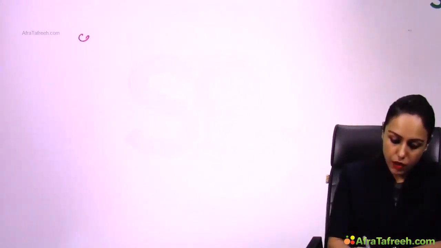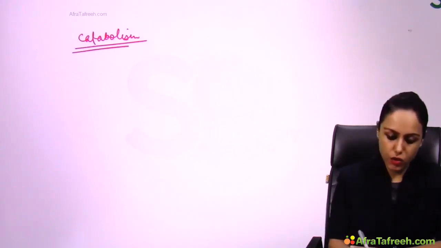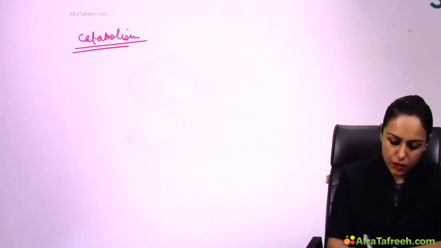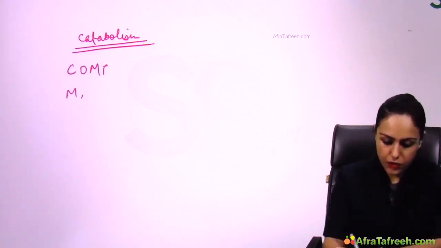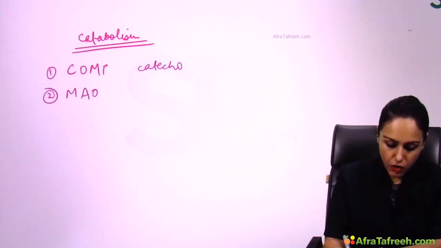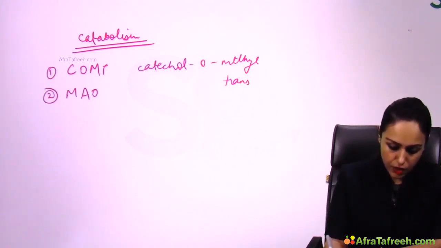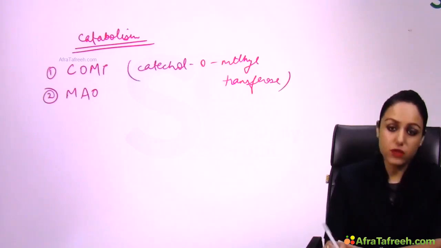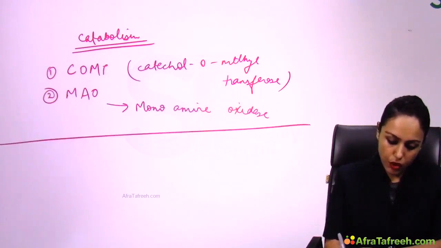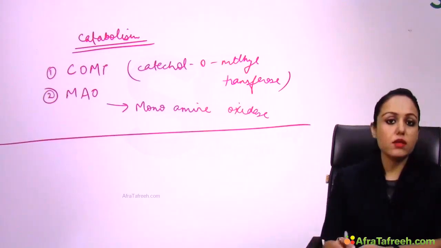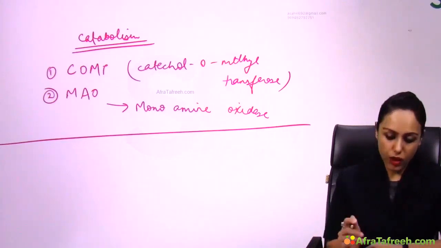Now, in the catabolism of these catecholamines, we require two enzymes, COMT and MAO. What are the full forms? COMT is catechol O-methyl transferase. And what is this MAO? It is monoamine oxidase.